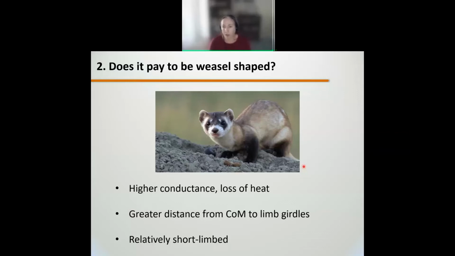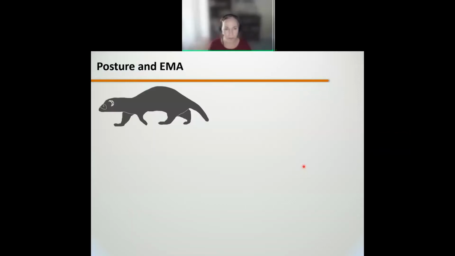And it's not a particularly good shape to be if we are strictly thinking from a biomechanical engineering perspective. That is, there's higher conductance, loss of heat because of the surface area to volume ratio. When you're long and tubular, there's a greater distance from your center of mass to the limb girdles, thereby increasing the moment about those girdles. And the relatively short limbs mean, again, we have to cycle our limbs even more to move a given distance, and that's terribly inefficient.